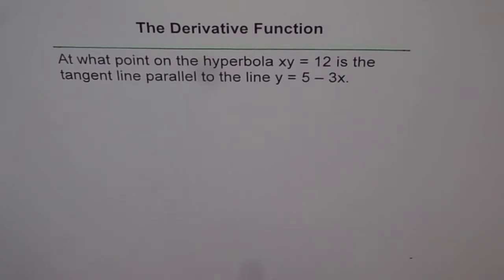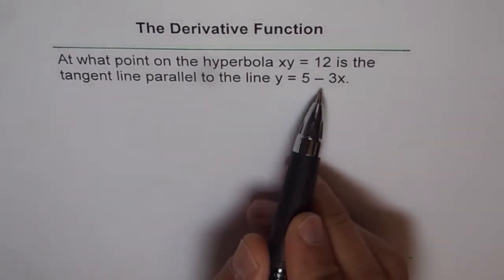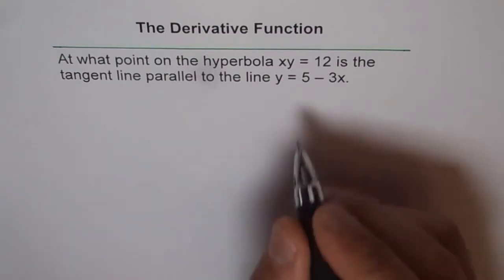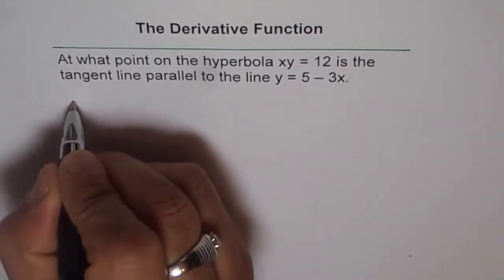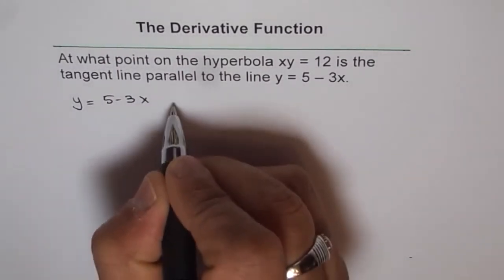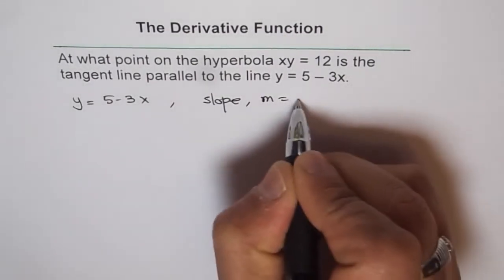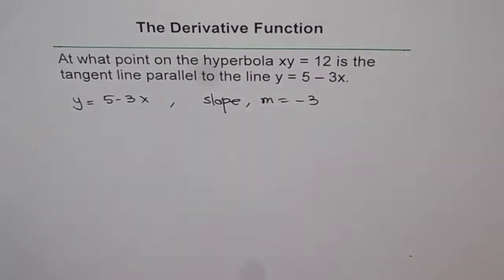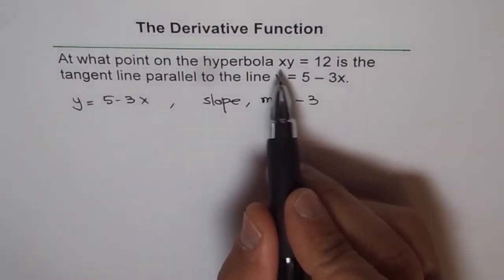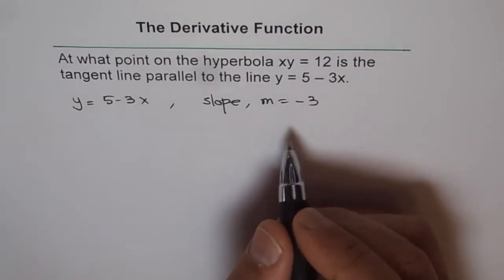Here is how I would like to solve it. First thing is, we need to find the equation of the given line so that we know what slope we are looking for. The line given to us is y equals 5 minus 3x. That means the slope of this line, m, is equal to minus 3, correct? So that is the slope of the given line. That means we need to find a point on the hyperbola xy equals 12 where the slope is minus 3. That's what we need to do.